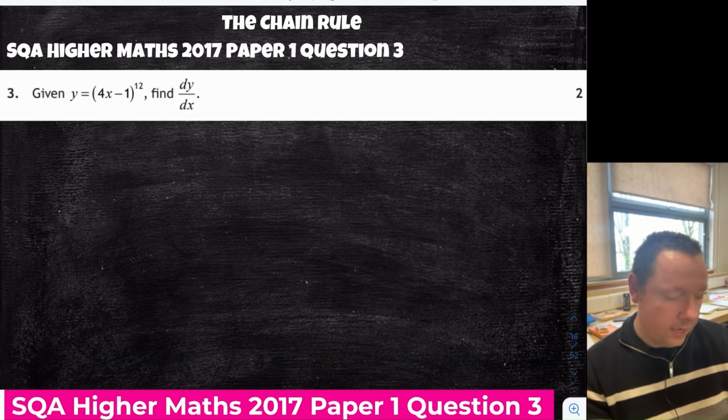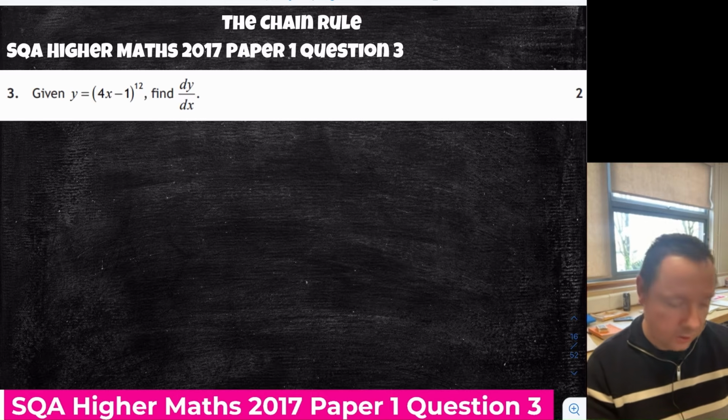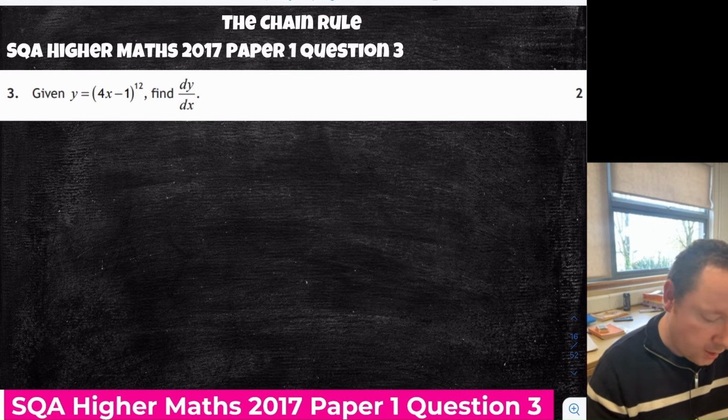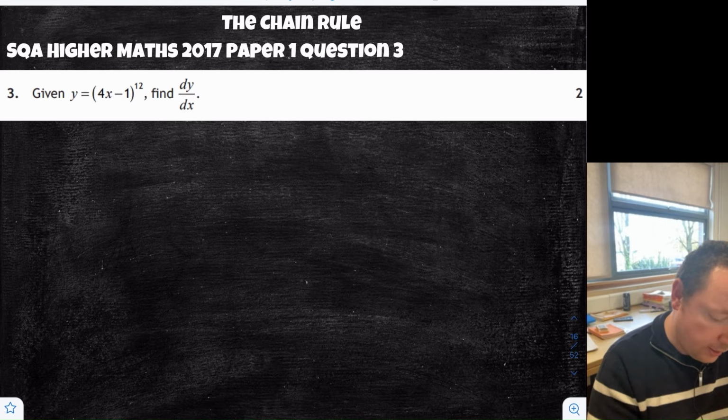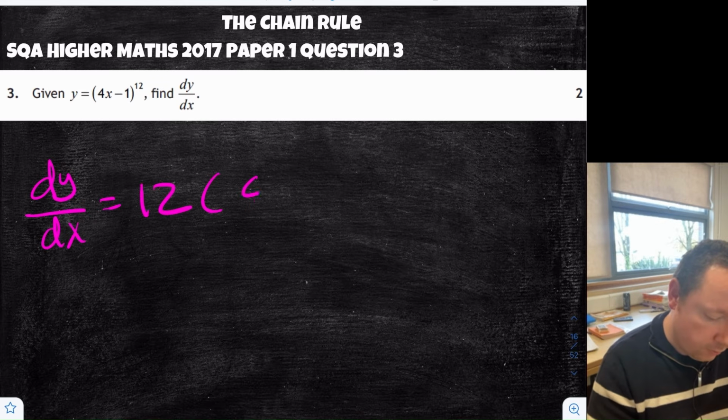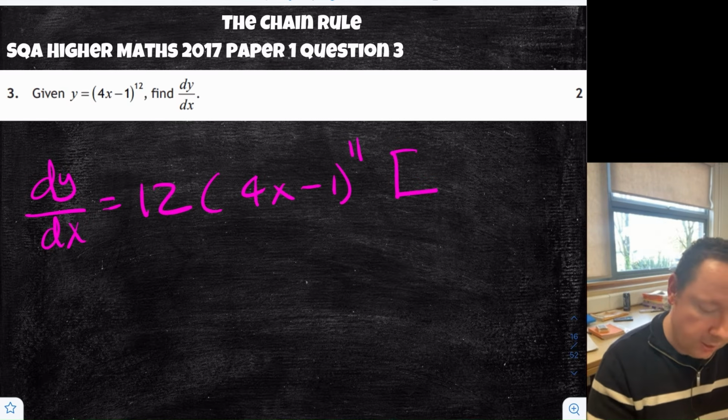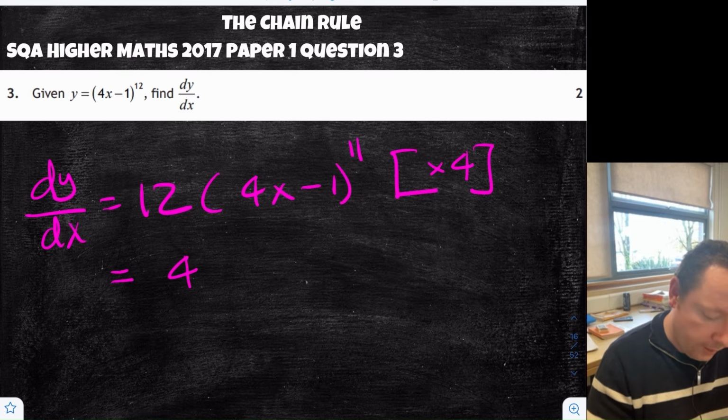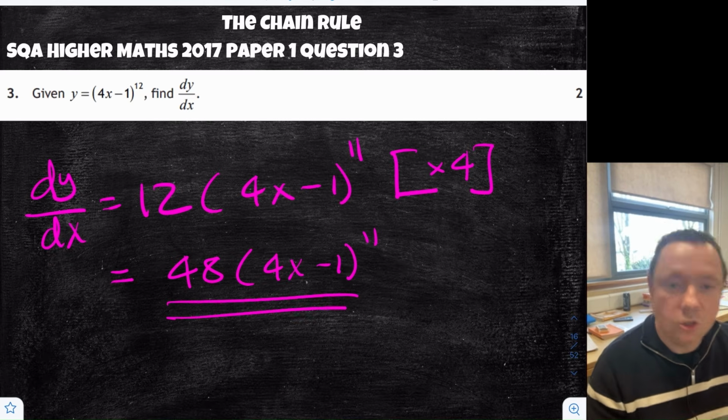Okay, the chain rule. SQA Higher Maths 2017, Paper 1, Question 3. y equals 4x minus 1 to the 12, find dy by dx. Nice and simple, 12 down to the front, 4x minus 1, take away 1 for the power, but then times the bit in the bracket differentiated, in other words, times 4. 4 times 12 is 48, 4x minus 1 to the 11, job done.